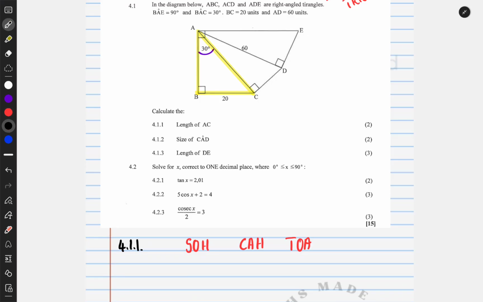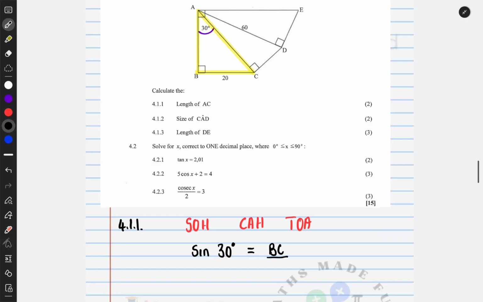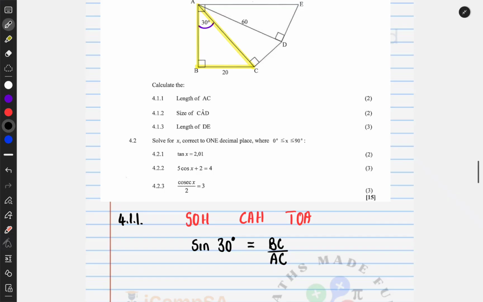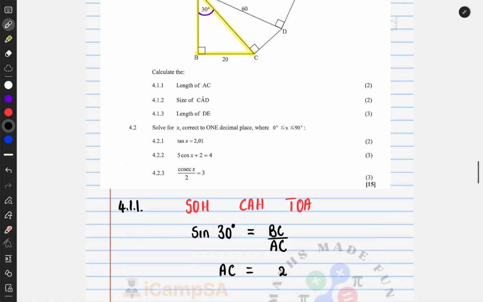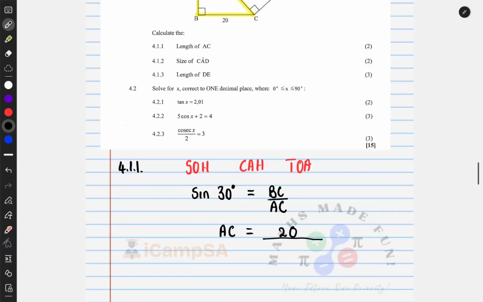So let's go ahead and write sine 30 degrees is equal to, what's the side opposite to the angle? It is BC, the opposite side, over the hypotenuse side, which is AC, and we are looking for AC. Let's make AC the subject. Therefore AC is equal to the length of side BC, which is 20 units, we are given that, divided by sine 30 degrees.